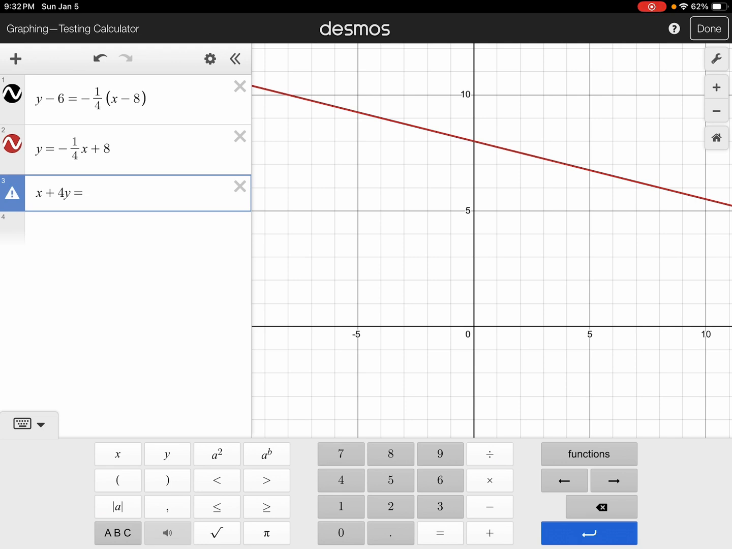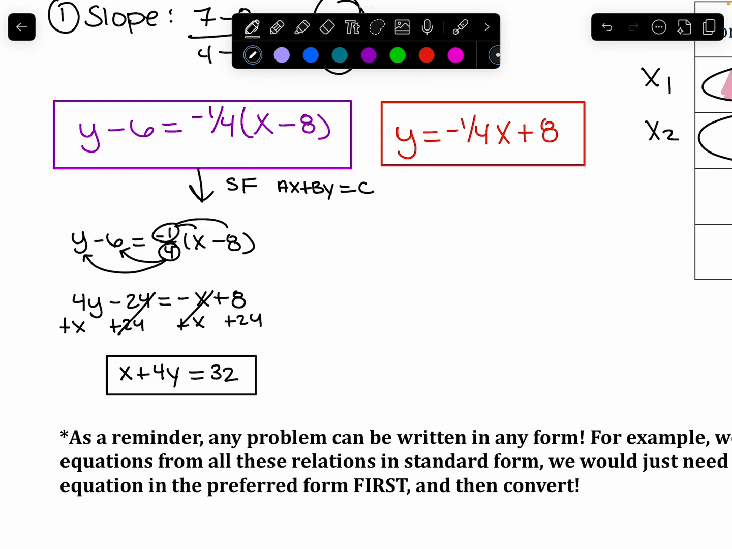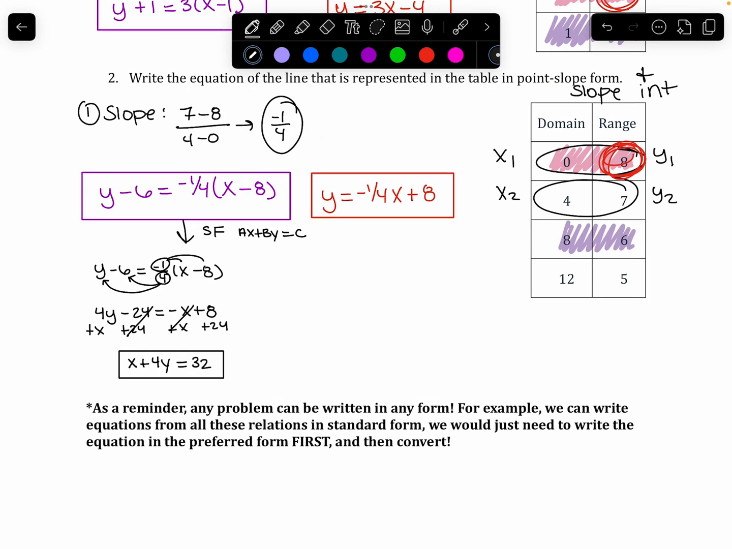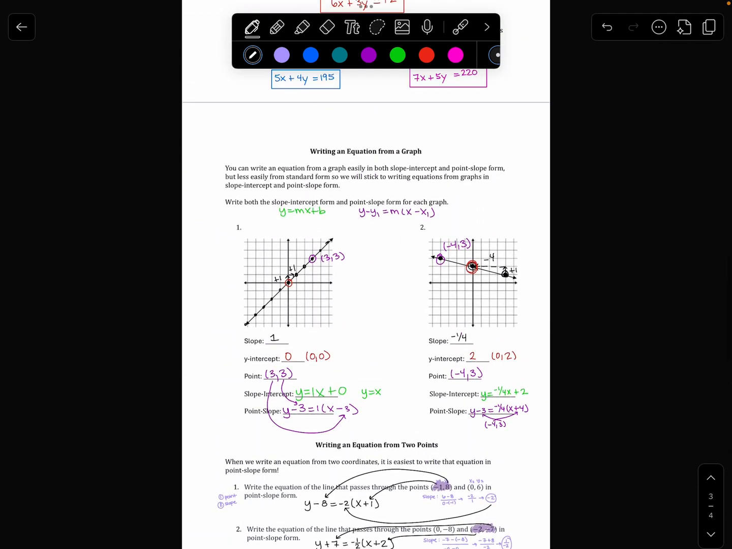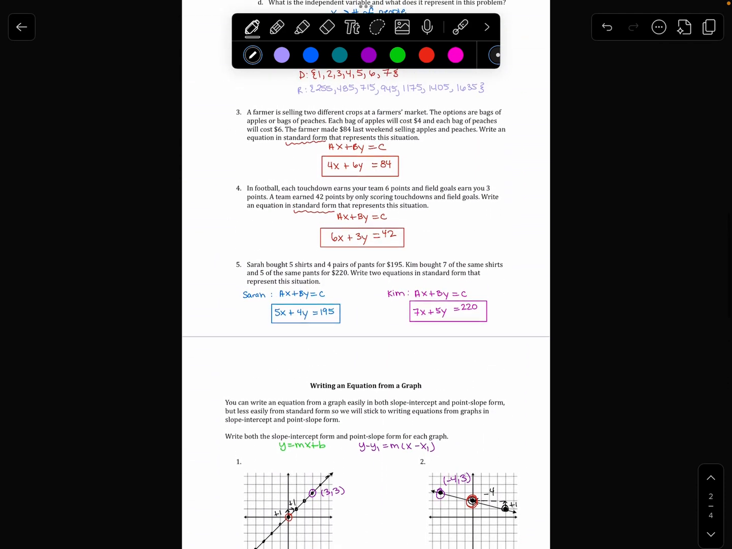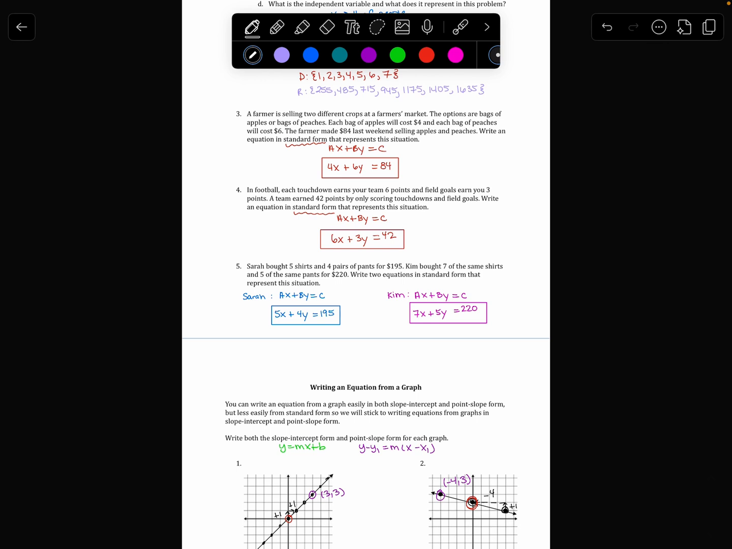Now, when we did all of this in standard form, we had gotten x plus 4y equals 32. And look at that, guys. My standard form equation, my slope-intercept form, and my point slope form, they all are representing the same line. They're just in different forms, okay?